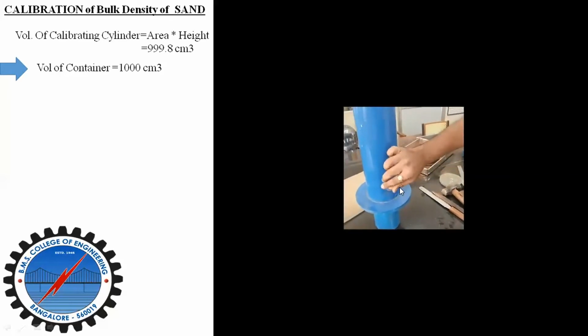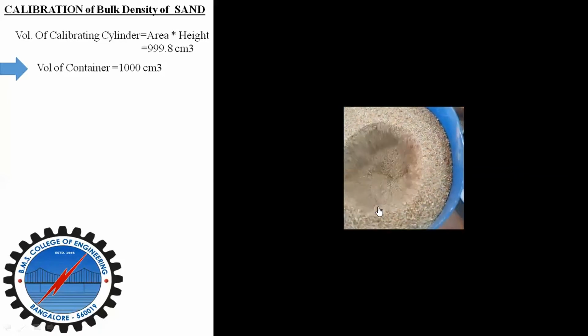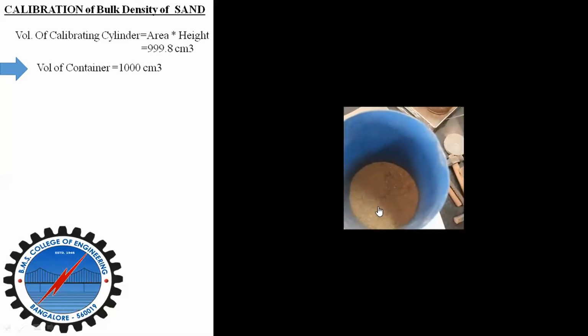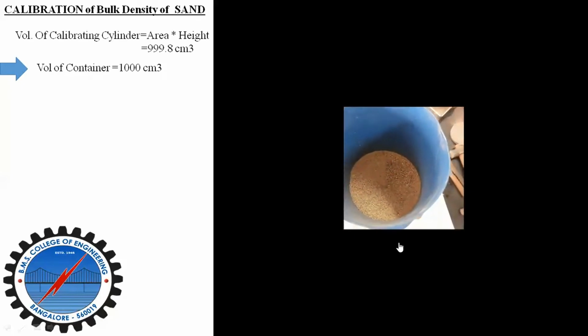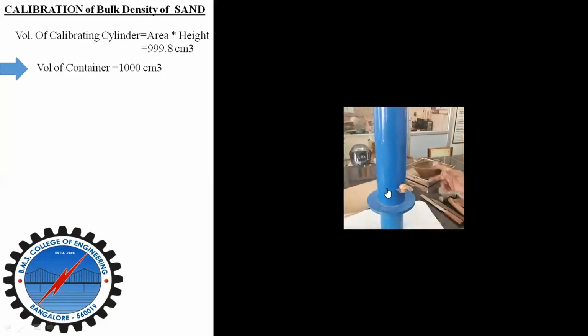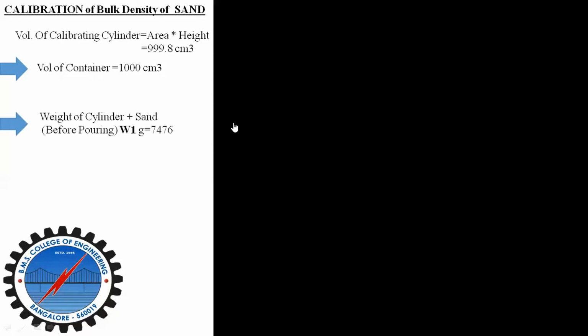Open the shutter, allow the sand to freely fall into the calibrating cylinder till the calibrating container is filled. When there is no free movement, you can close the shutter, and then note down the sand pouring cylinder weight W2. You can observe over here: the weight of the cylinder plus sand before pouring into the calibrating cylinder, that is W1, is equal to 7476. The weight of the cylinder plus sand after pouring into the calibrating cylinder, that is W2, is equal to 5610 gram.